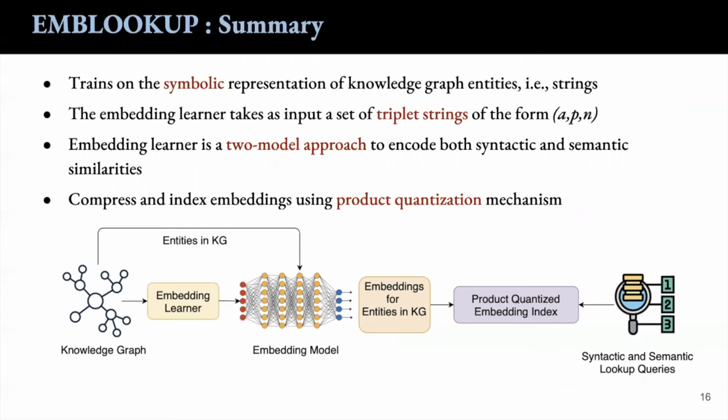So mLookup trains on a symbolic representation of the knowledge graph, on the set of triplets that are generated for each entity in the form of anchor, positive, negative. The embedding learner in mLookup is a two-model approach that encodes both syntactic and semantic similarity. And finally, we use the product quantization mechanism to compress and index the embeddings so we can efficiently search them and serve syntactic and semantic lookup queries.